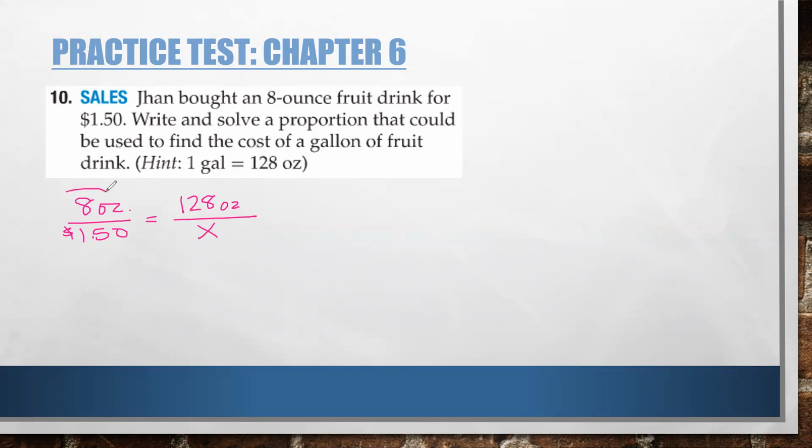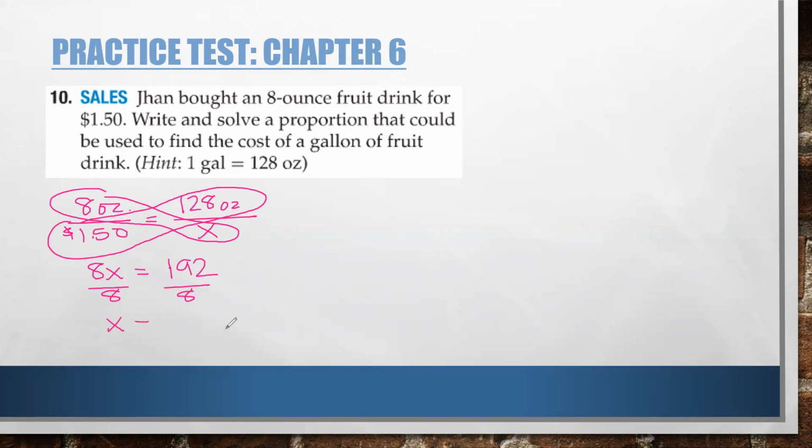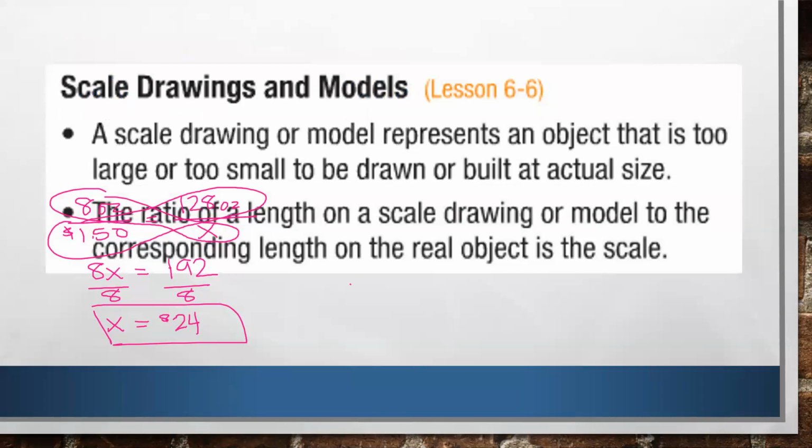So that's our proportion. Okay, we've got ounces on top, and then the dollar amount on the bottom. So then we're going to cross multiply. So we've got 8X and $1.50 times 128 ounces is 192. And we've got a one-step equation, so we divide both sides by 8. So X is equal to $24. Okay. All right. Next problem here.